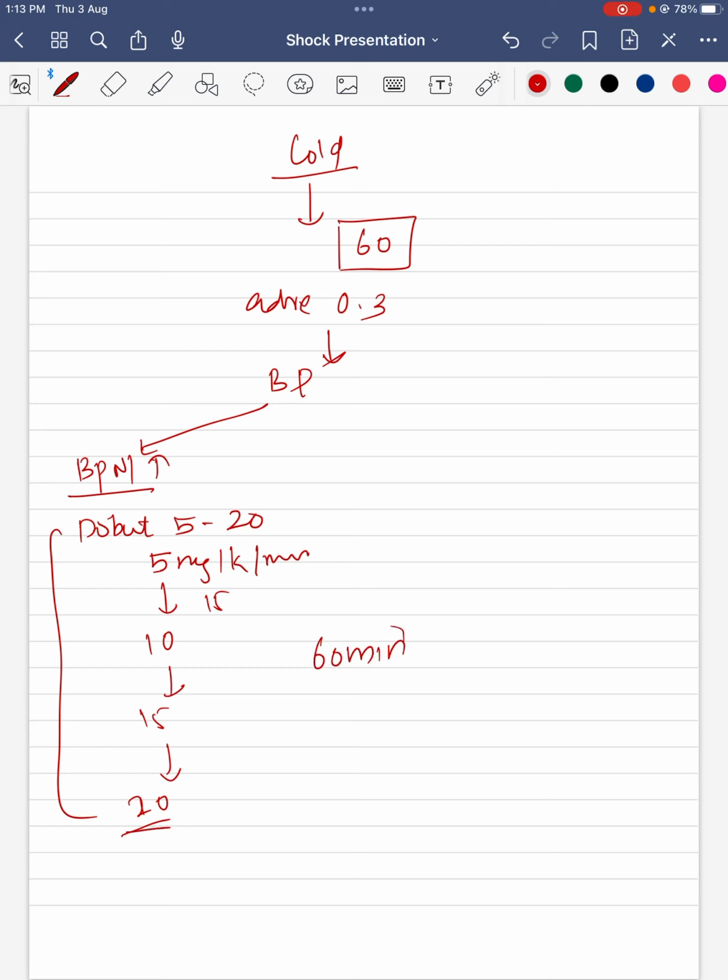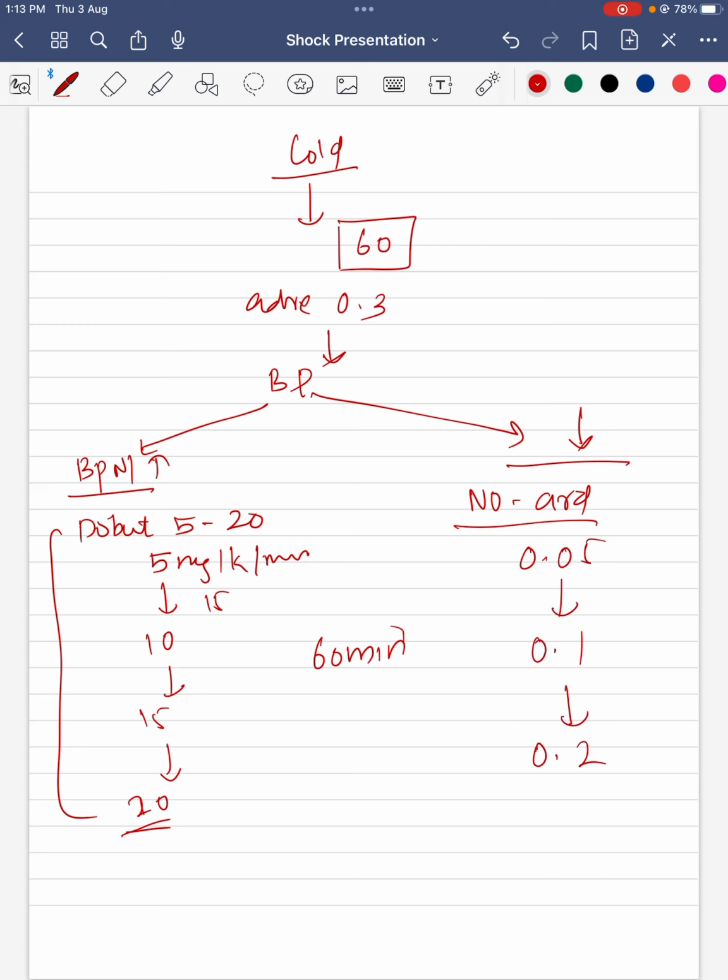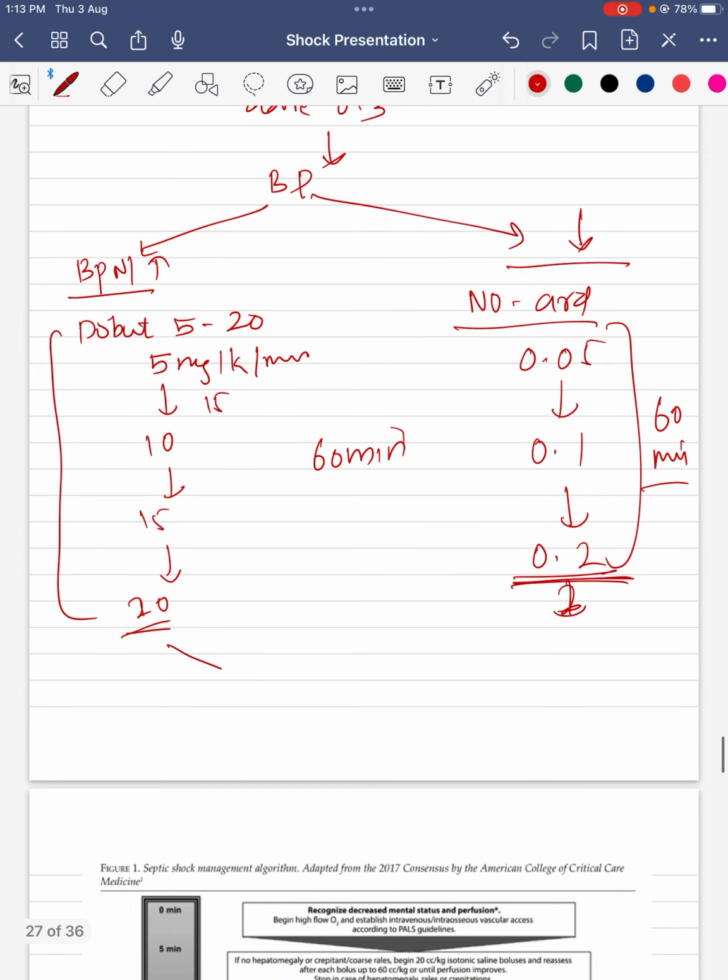This much clear. If the BP is low, start with noradrenaline, same dose as adrenaline: 0.05, 0.1, then 0.2 maximum. So this also you take to the maximum dose over the next 60 minutes. Then again you recheck the child, whether the baby improved or not.